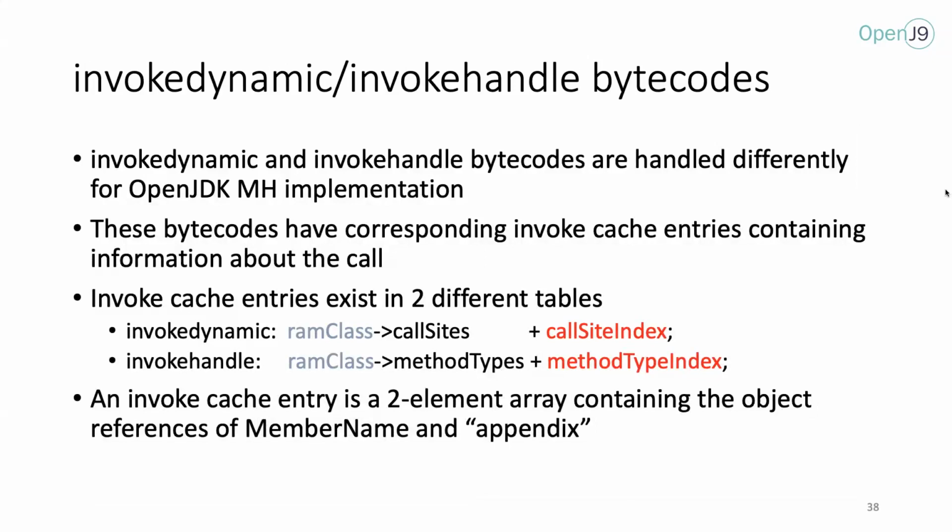Each of these bytecodes have corresponding invoke cache entries containing information about the call. And depending on which bytecode, they are located in different places. So for invokedynamic, we obtain it from the call site table. And for invokehandle, we obtain it from the method type table. The call site index and the method type index are encoded in the bytecode, so we use that to look up the right invoke cache entry. An invoke cache entry is a 2-element array containing Java object references for the member name and the appendix object.